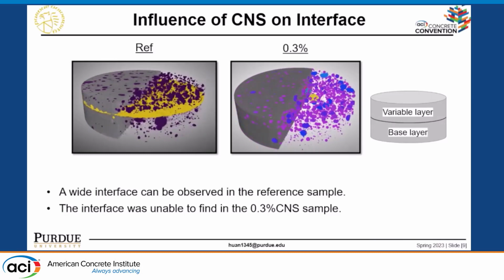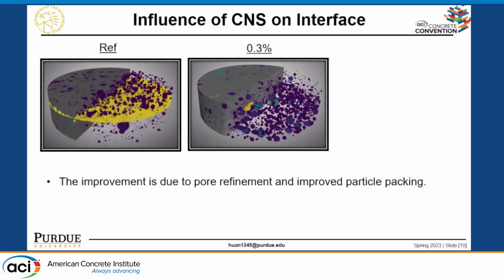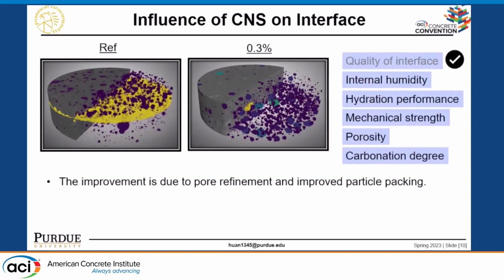However, when we have CNS, the interface kind of disappeared. Of course, it's not truly gone. We still have an interface, but its porosity was reduced and the connectivity of the interface was reduced. It's much better than the reference. We believe this was due to the pore refinement and improved particle packing induced by the colloidal nanosilica. If we have a better interface, theoretically we should reduce the permeability of the concrete sample. So this work tells us the penetration of carbon dioxide should be reduced.